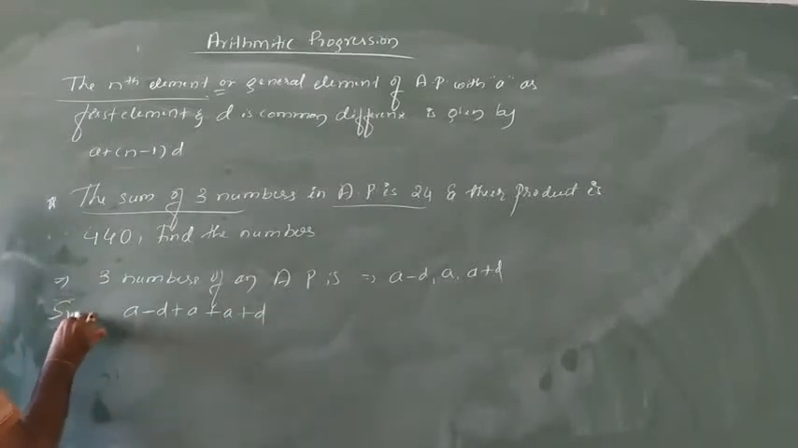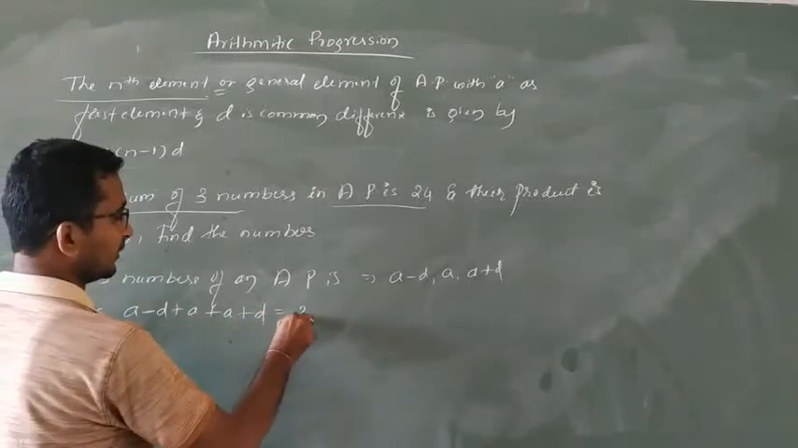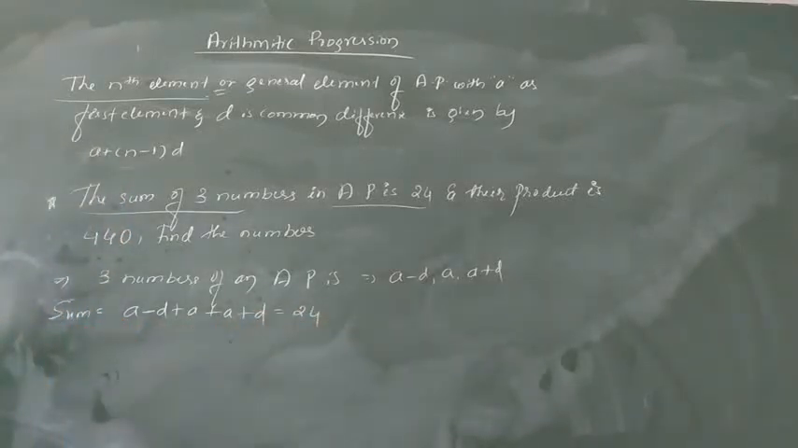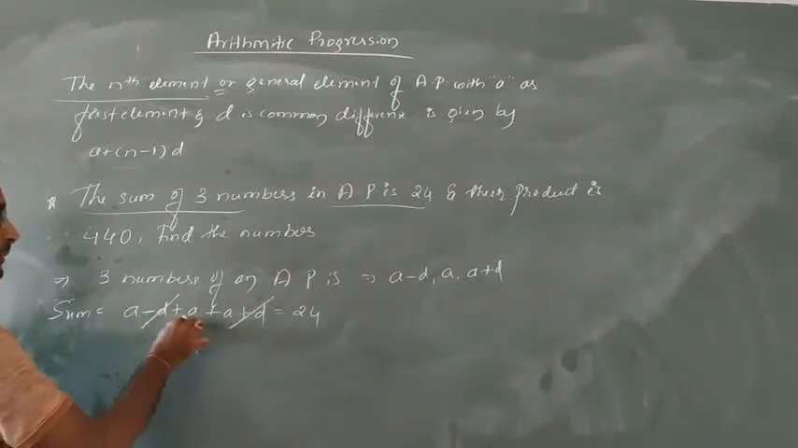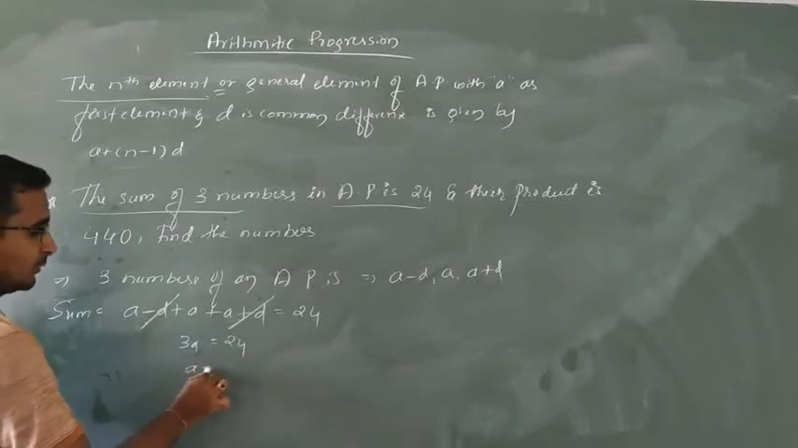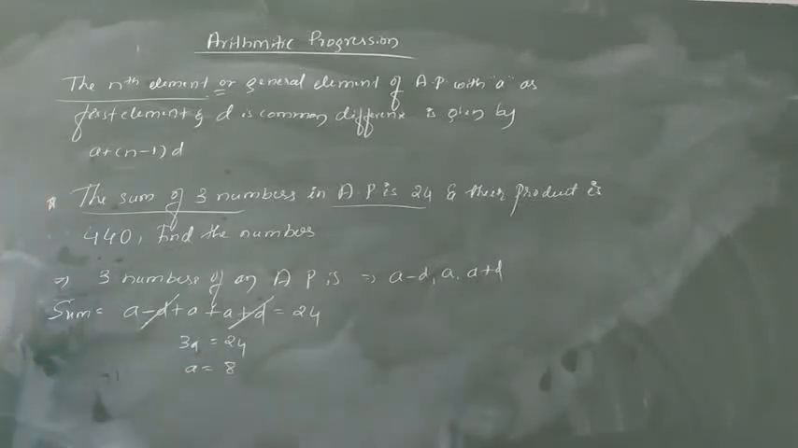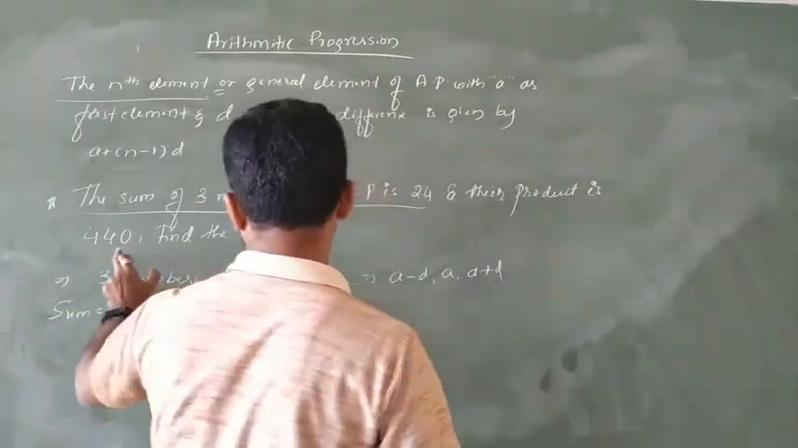These are the sum: A minus D plus A plus A plus D. How much have they given? 24. Okay, so here the plus D and minus D get cancelled. Then A plus A plus A, 3A, is equal to 24. Then A is equal to how much? 8. If A is equal to 8, then the next condition they have given is that their product is 440.